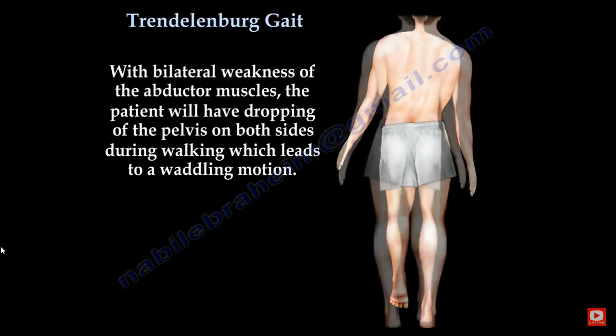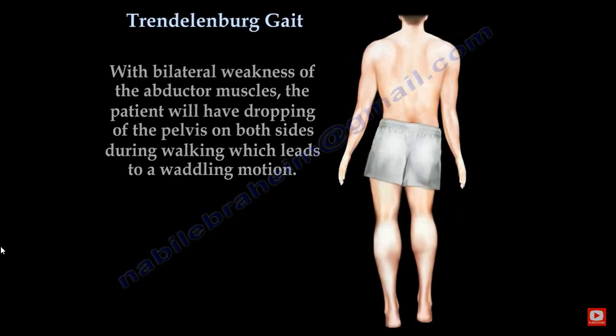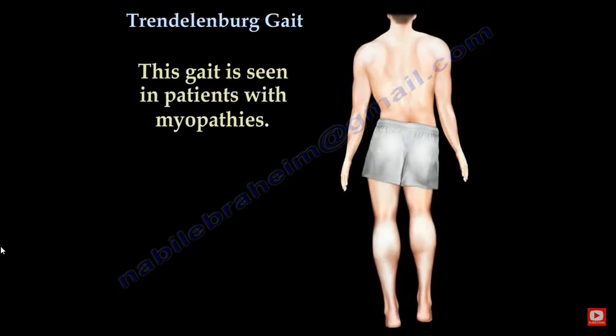With bilateral weakness of the abductor muscles, the patient will have dropping of the pelvis on both sides during walking, which leads to waddling motion. This can be seen in patients with myopathies.